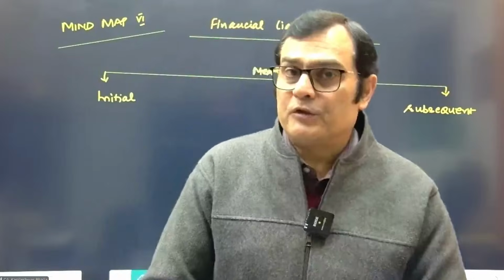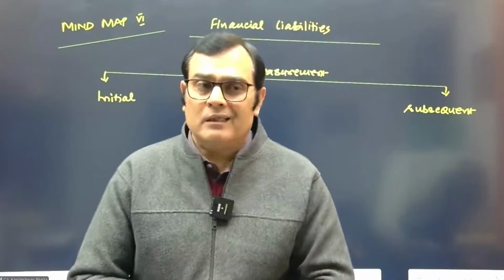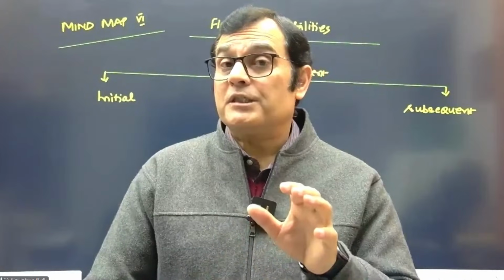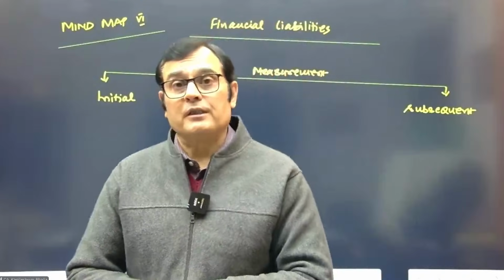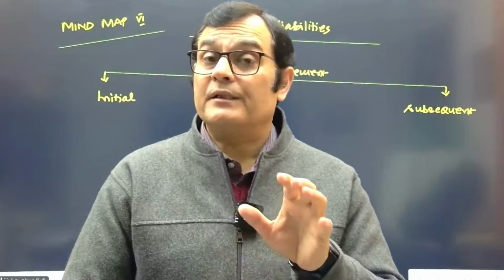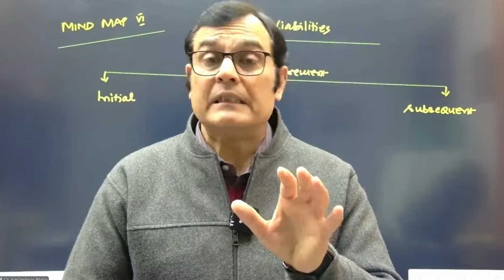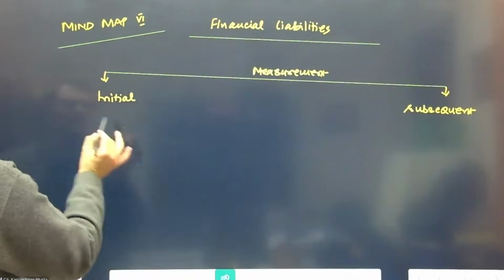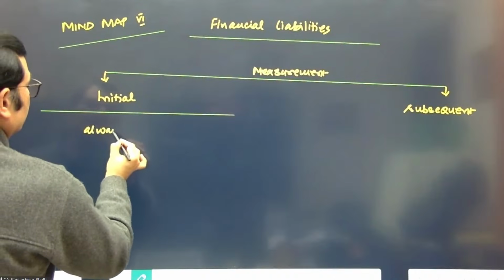Then, in terms of the subsequent measurement, financial liabilities by default are taken at amortized cost, unless they are derivative financial liabilities or liabilities held for trading, in which case we apply FVTPL. There is no category for financial liabilities which considers FVTOCI. Financial liabilities are either taken at AC or at FVTPL. There is no OCI category for financial liabilities. Let's pen this down. In terms of the initial measurement, it is always at fair value.